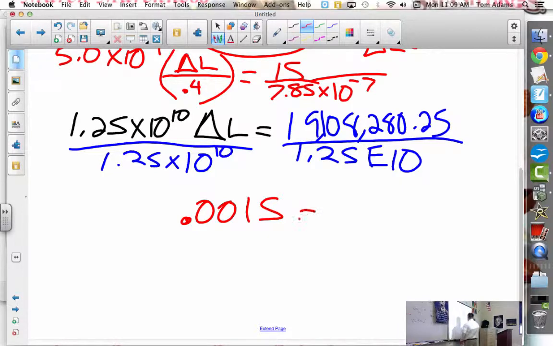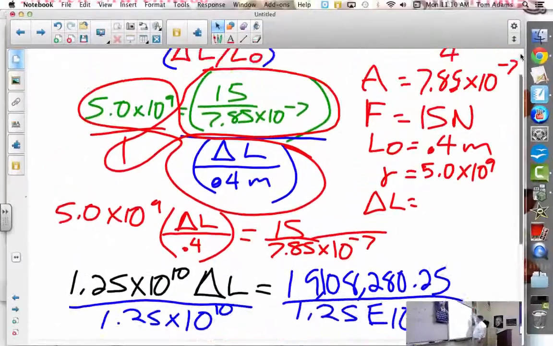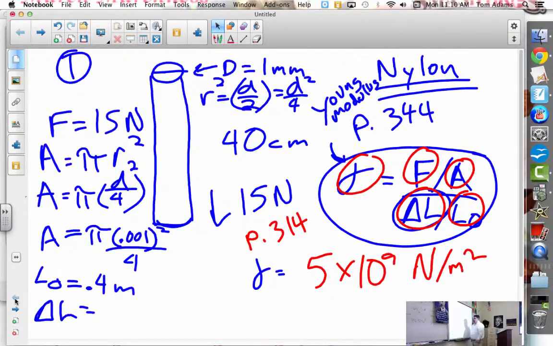And that is the change in length, right? In meters. Now what does that mean? Well, hold on one second. When you apply 15 newtons, what it does is this will stretch 0.0015 meters. Does that make sense? Okay.